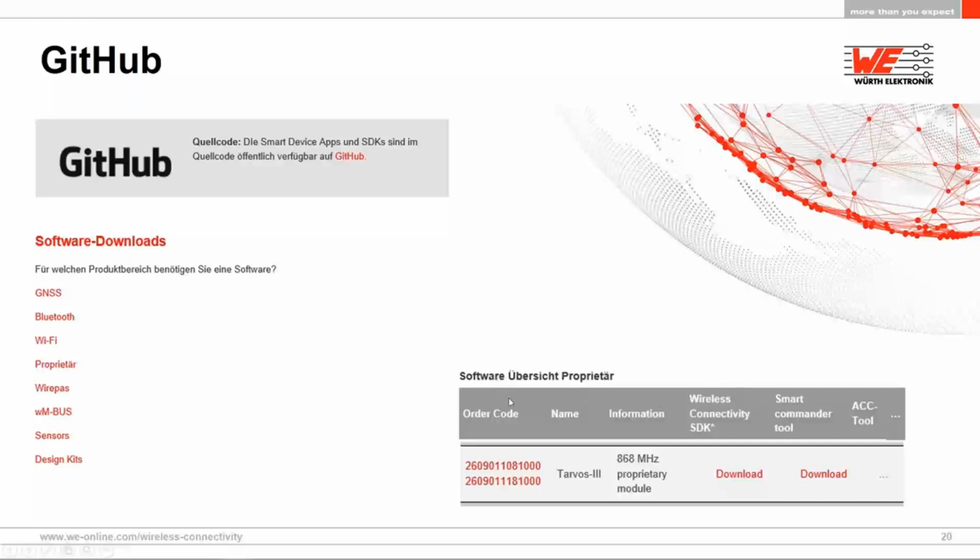And I actually took a small part out of the bottom for the Tavos 3, you see the order code, but there you can also download the wireless connectivity SDK. You can download the Smart Commander tool, very useful, and sometimes also the ACC tool. All available on our homepage.